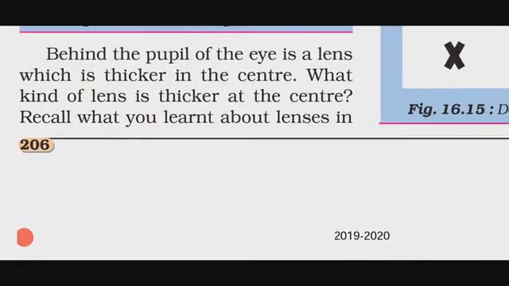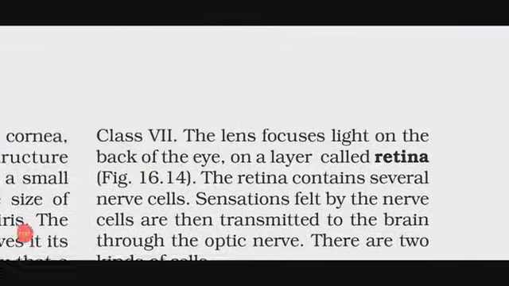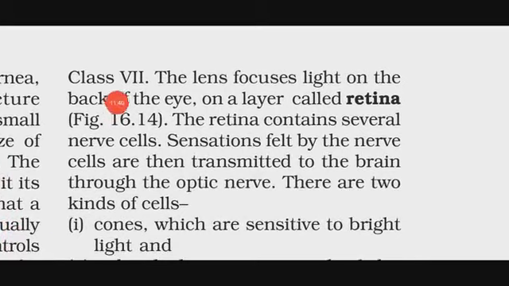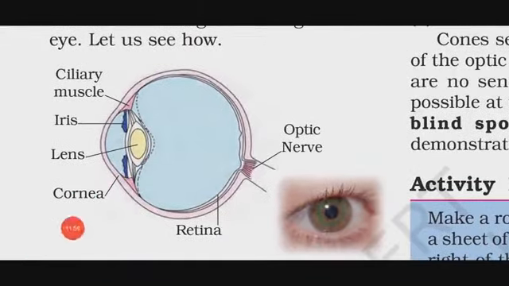What is the use of this lens? So recall what you have learned about lenses in class 7. In class 7 you have studied what kind of lens is thicker in the center, in the middle. So this lens focuses light on the back of the eye, on a layer called the retina. Okay, this is the retina here. This entire thing is the retina.